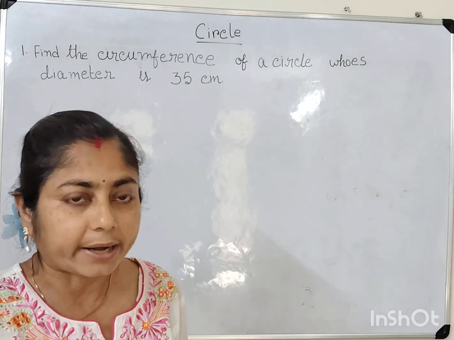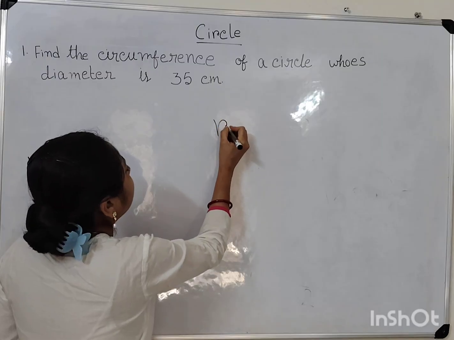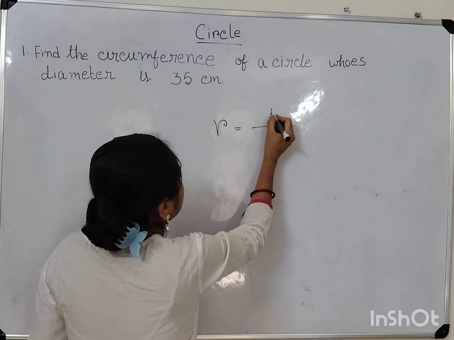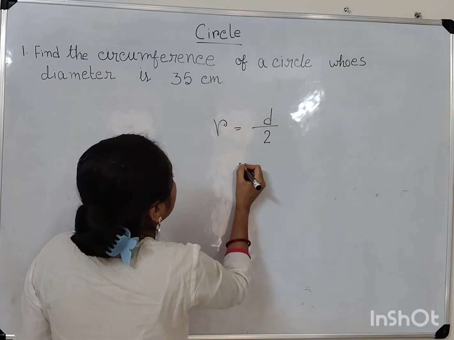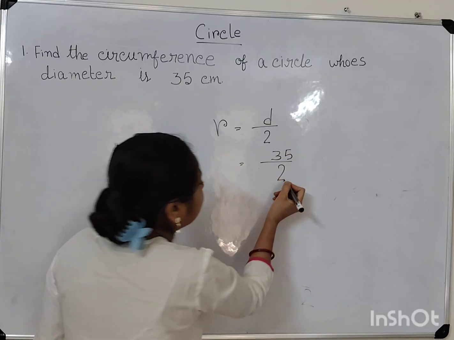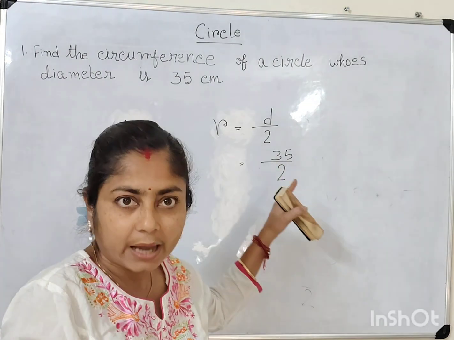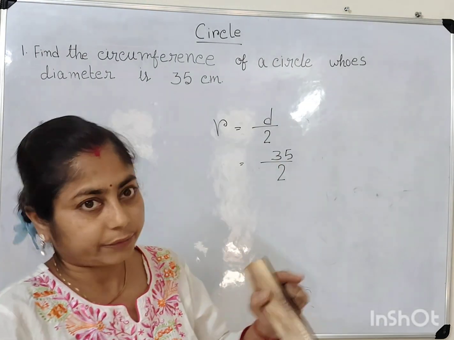Here there is no radius. First, find out the radius. R equal to d by 2, means 35 by 2. One more thing, don't calculate it. You just write the value and put this value in the formula.